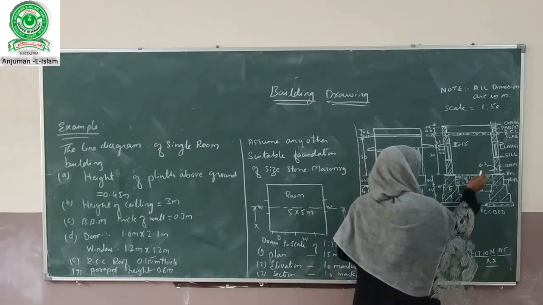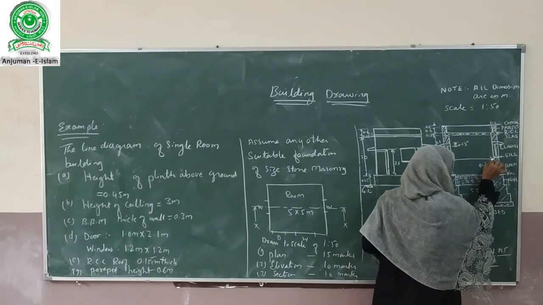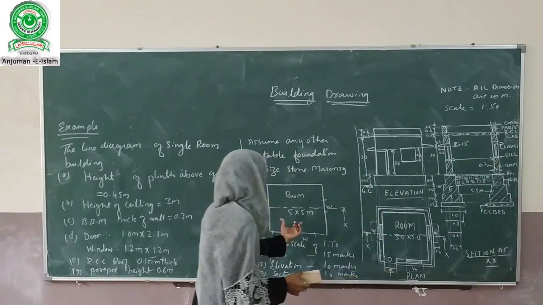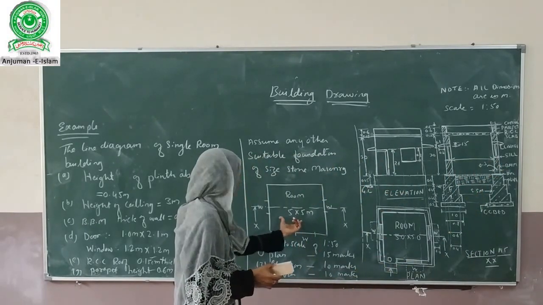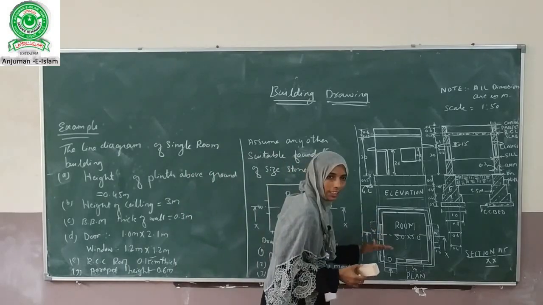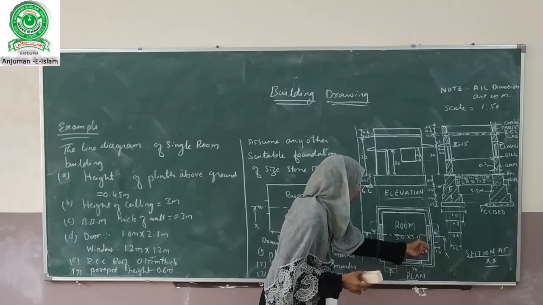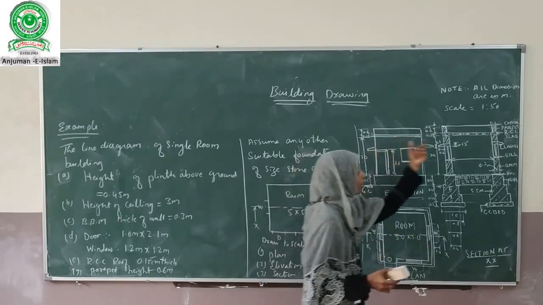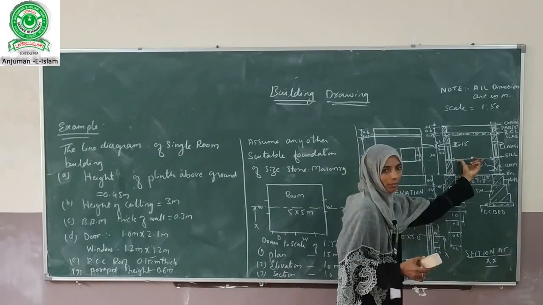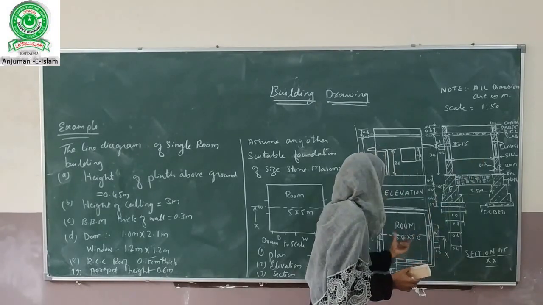So in between these two walls, the room size will be provided, because we are going to show the details of this wall and details of this wall. So in to in measurement, whatever is there, that measurement will be provided here. Okay, that is a 5 meters distance.